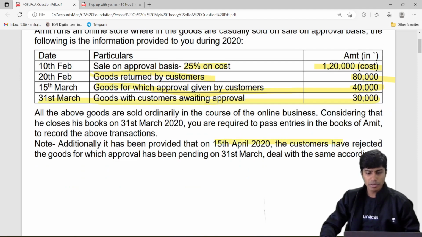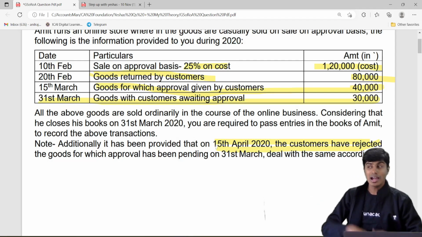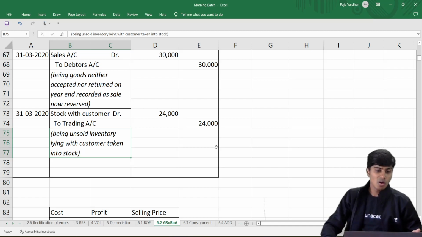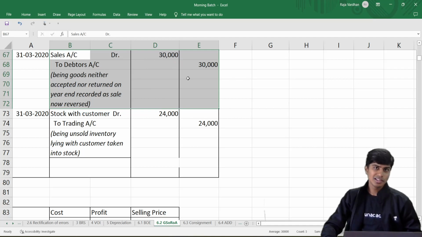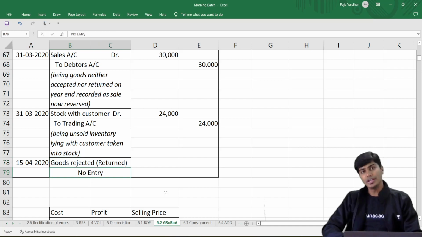On 15th of April, customer has rejected the goods. When the customer rejects the goods on 15th of April and he returns the goods to us, we don't have to write a separate entry. Why? On this date, we've already reversed the sales entry even before he gives the goods back to us. So on 15th of April 2020, there is no need for any entry.